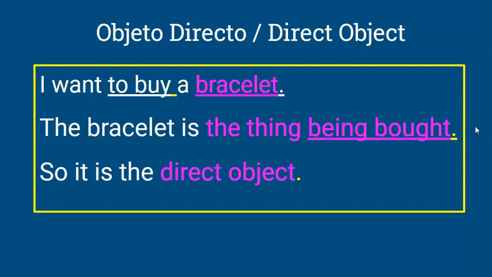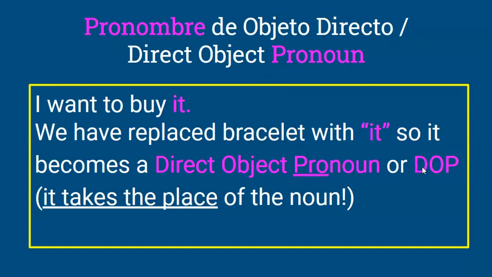In English, it would look like this. I want to buy a bracelet. The bracelet is the thing being bought, so it's the thing being verbed. So it is the direct object. But we know we're talking about the bracelet as we're in a conversation or writing about something. So now we're going to replace bracelet with it, in English, the pronoun it. So now it becomes a direct object pronoun. It is replacing the noun bracelet, so it's a pronoun.